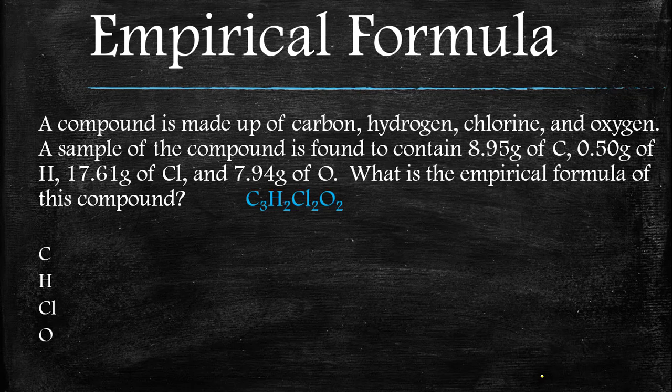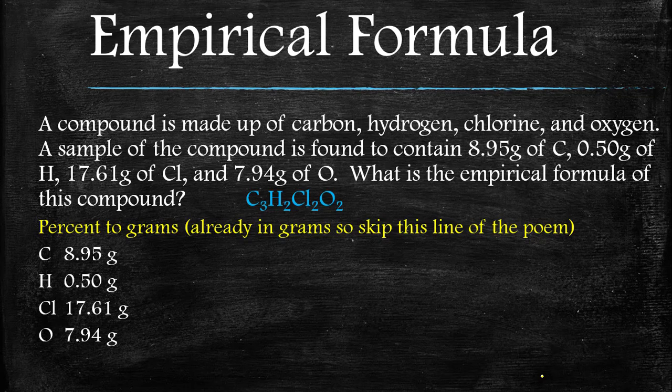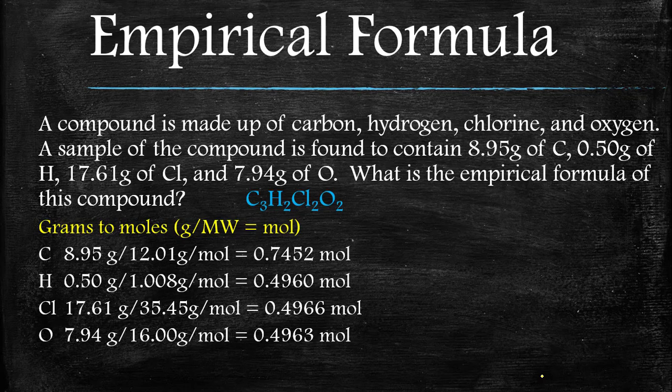Well, the first thing we did was write down, in this case, 4 elements: carbon, hydrogen, chlorine, and oxygen, and we wrote down what we know about them. Then we went to the poem and went percent to grams. We're already in grams, so there's nothing to do. Skip this part. Grams to moles, remembering that grams divided by molecular weight equals moles. So we divide each of these by their atomic masses, and we get these values for the number of moles.